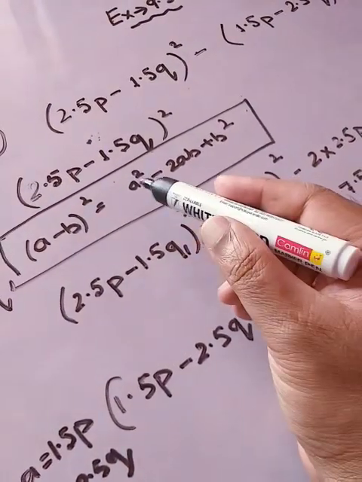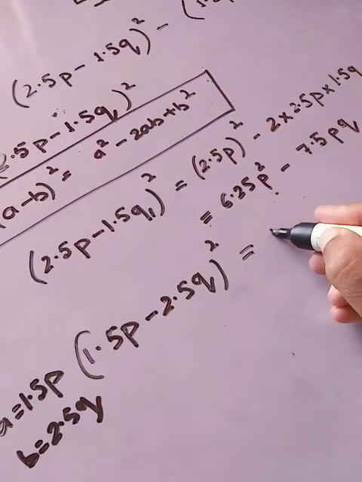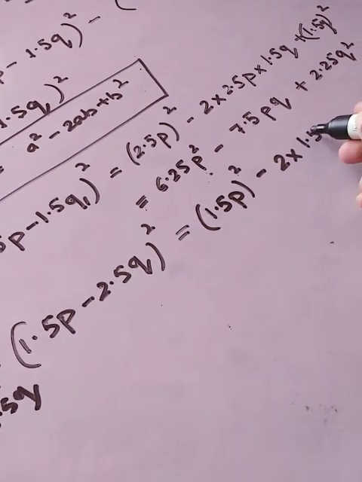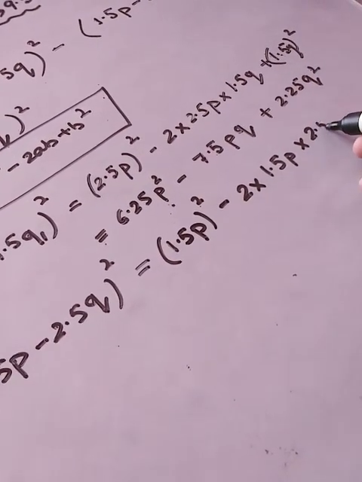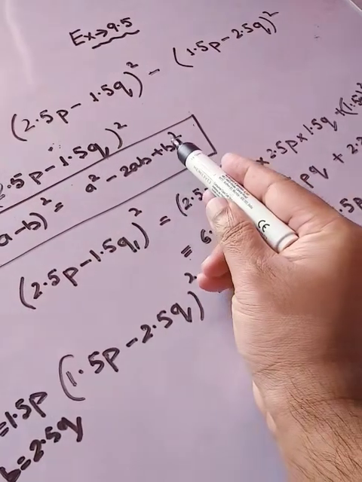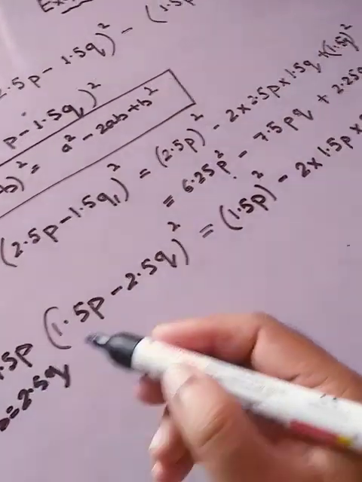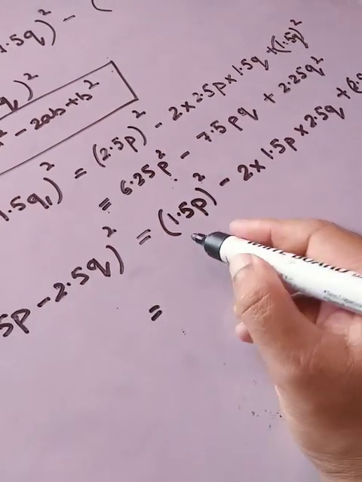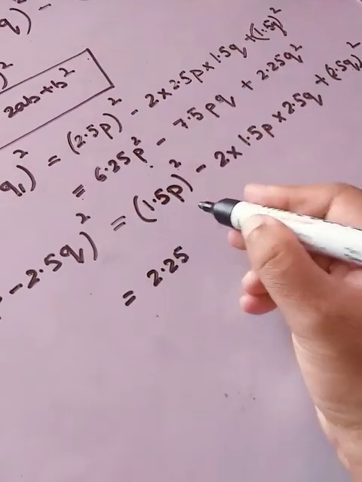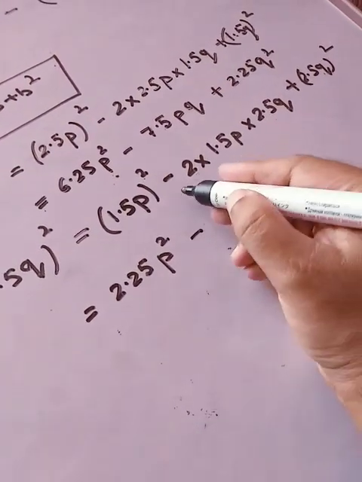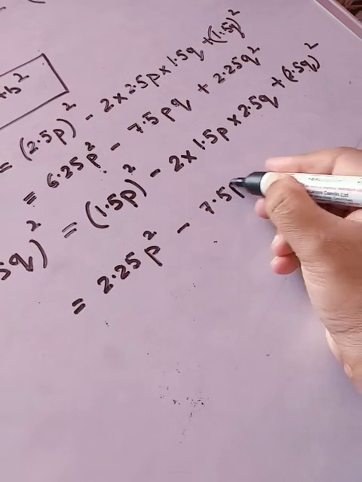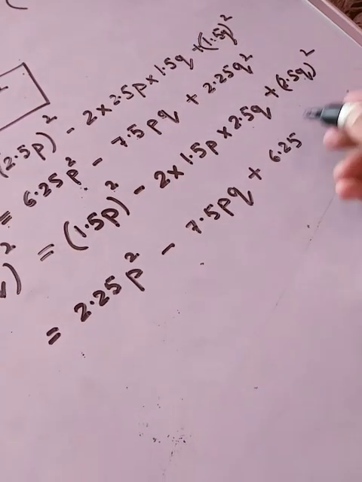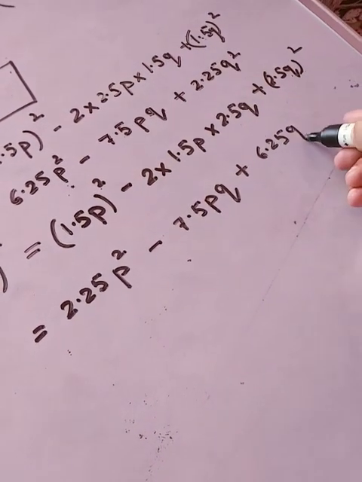So a square, isn't it? a square is 1.5p whole square, minus 2 into a into b, isn't it? 2ab is done. Now what is the rest part? Plus b square. b is what? 2.5q. So 2.5q whole square. Okay. So 1.5 into 1.5, 2.25, p into p, p square. Now if you multiply this, we'll get 7.5 pq. Okay, and this would be 6.25, because 2.5 into 2.5 is 6.25. q into q is q square.